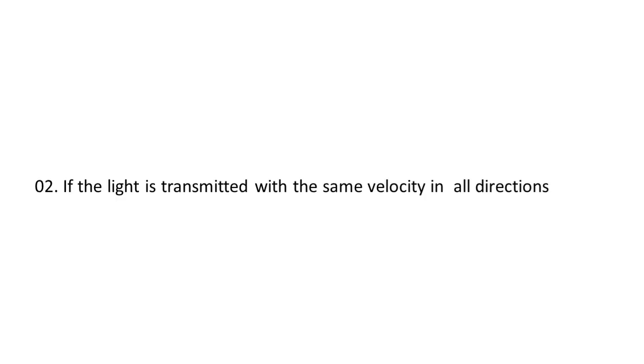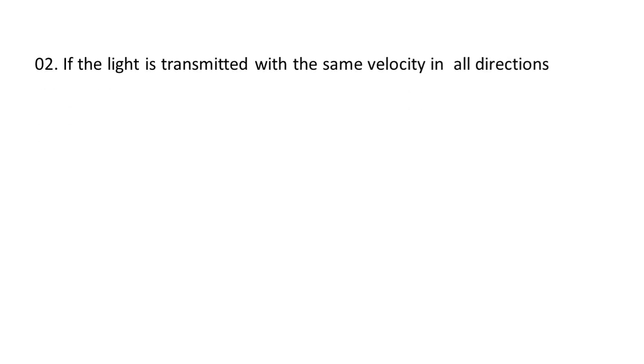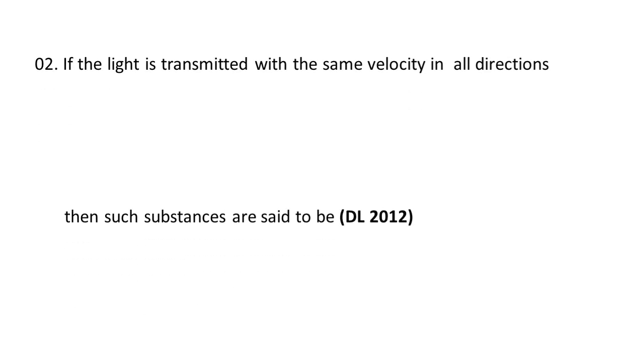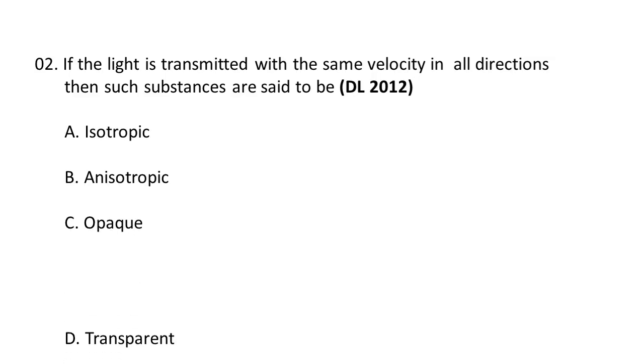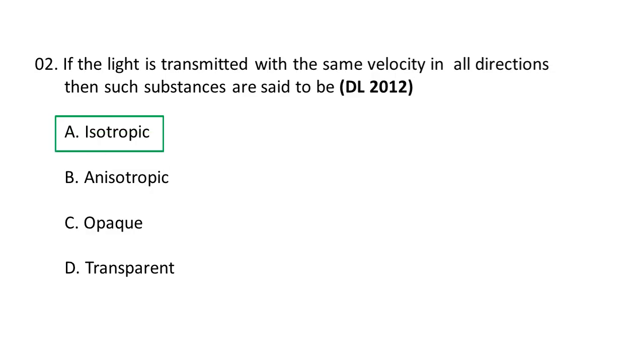Next question. If the light is transmitted with the same velocity in all directions, then such substances are said to be A. Isotropic, B. Anisotropic, C. Opaque, D. Transparent. So the correct option is A. Isotropic. If light is transmitted with the same velocity in all directions, then the substance is known as isotropic. Isotropic means uniform in all directions. In an isotropic substance, the velocity of light or refractive index does not change with the direction.